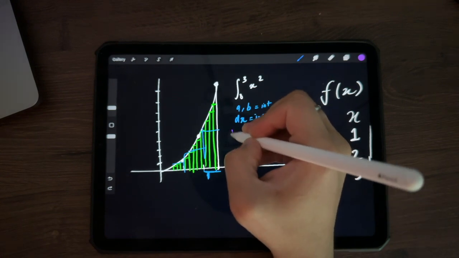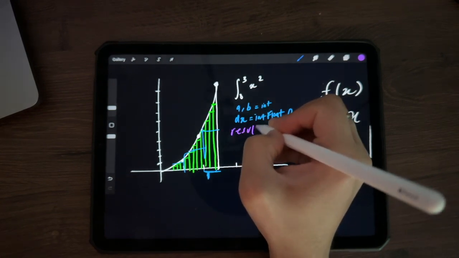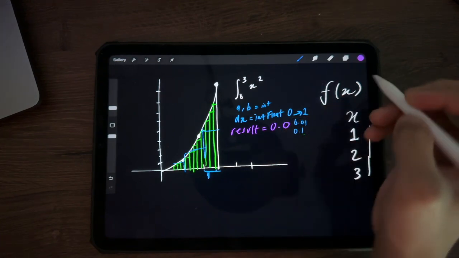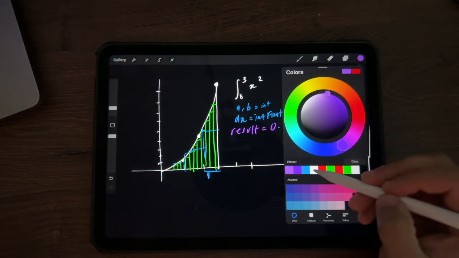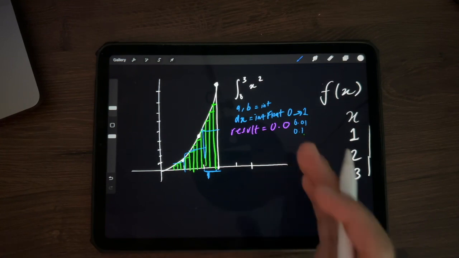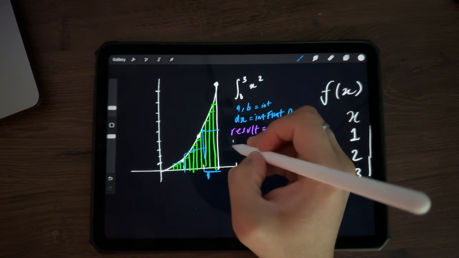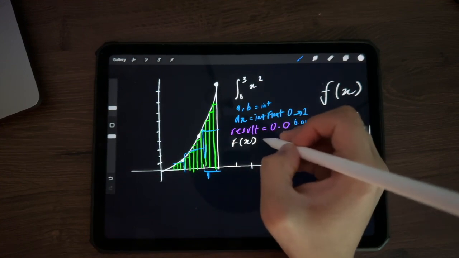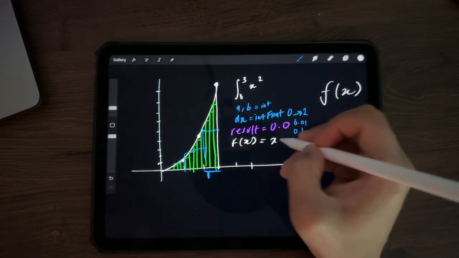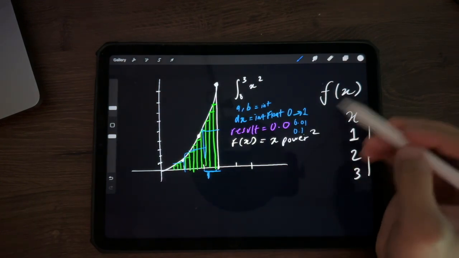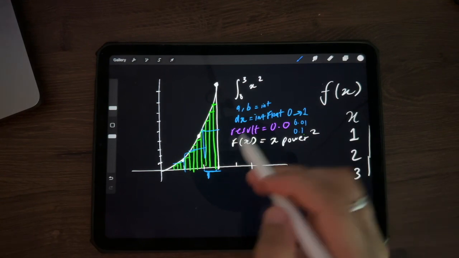Now I'm going to add this thing called result here, which is going to hold our answer, and I'm going to initialize it at 0.0. So now we have to write a for loop, and this is the real main part here. Let's call f of x equal to x to the power of 2, right? That's what our f of x is. I'm just writing it out.